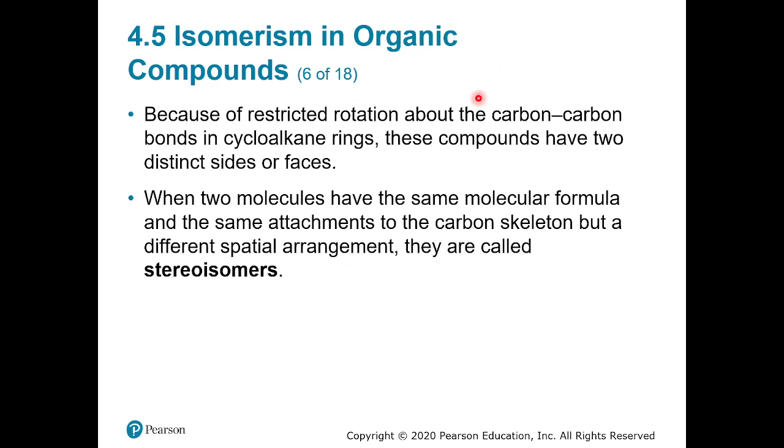Because of that restricted rotation on your carbon-carbon bonds in things like cycloalkanes or double bonds, we actually end up having stereoisomers generated depending on which side our substituents are on. And so that same attachment to the carbon skeleton can have different spatial arrangements. These are going to be called stereoisomers.